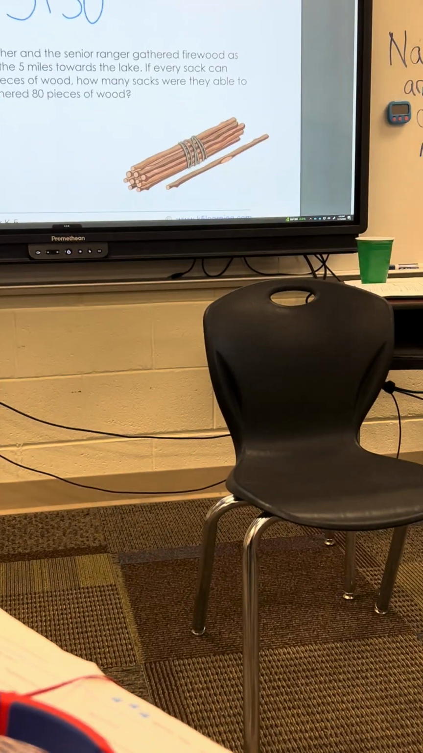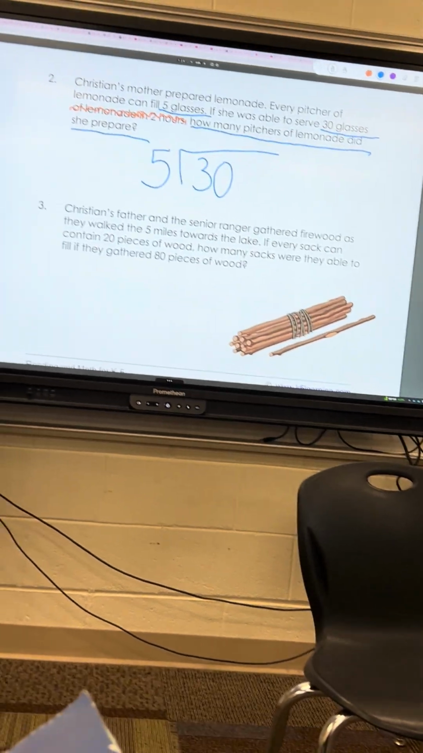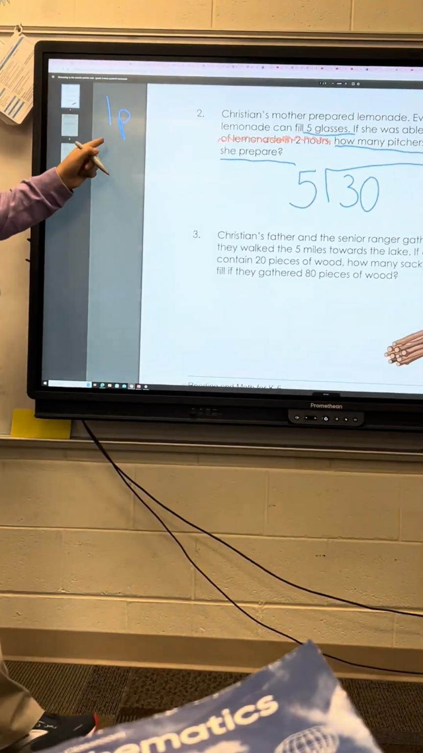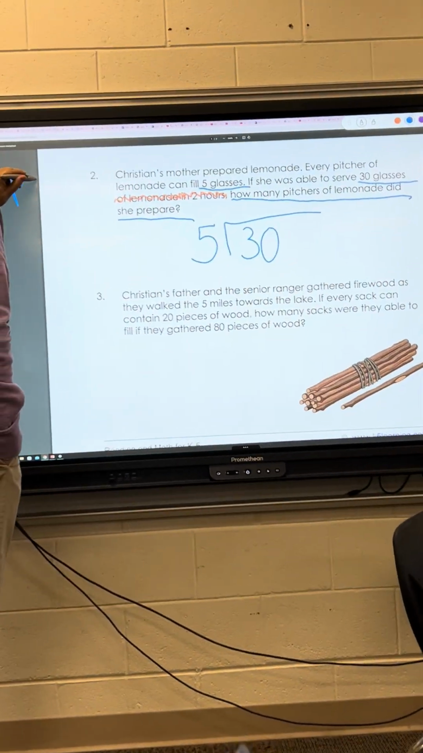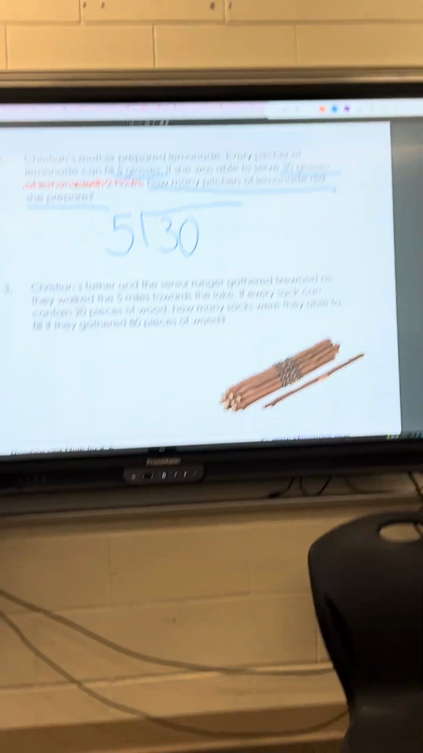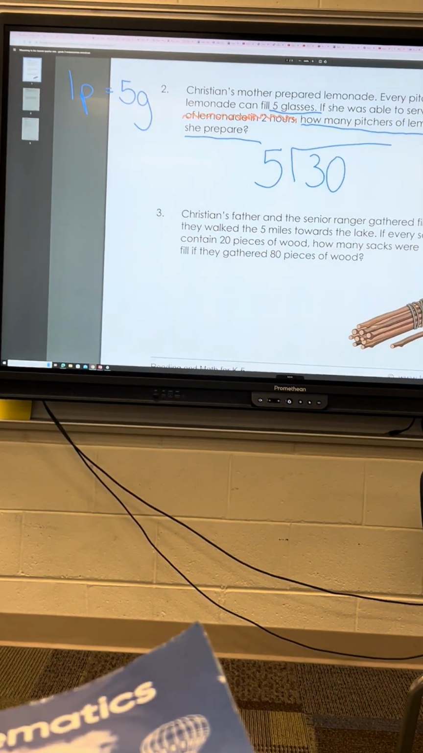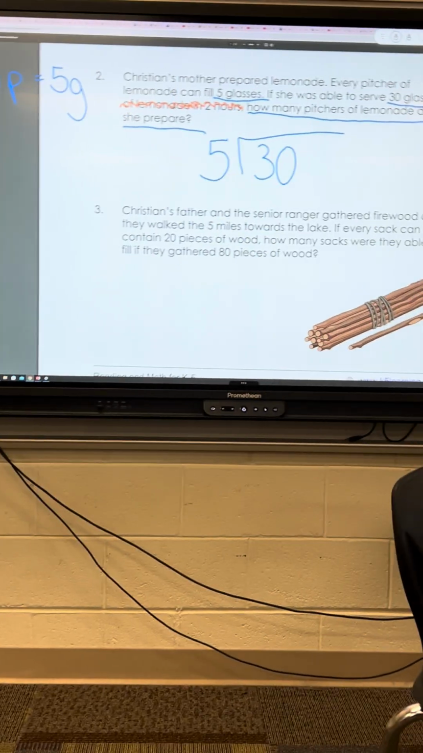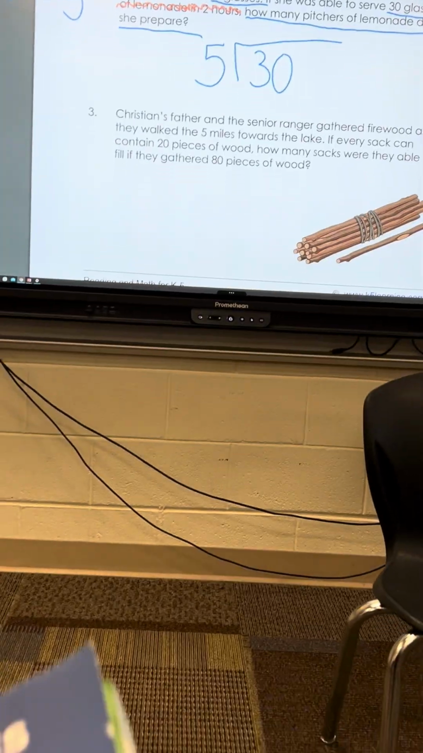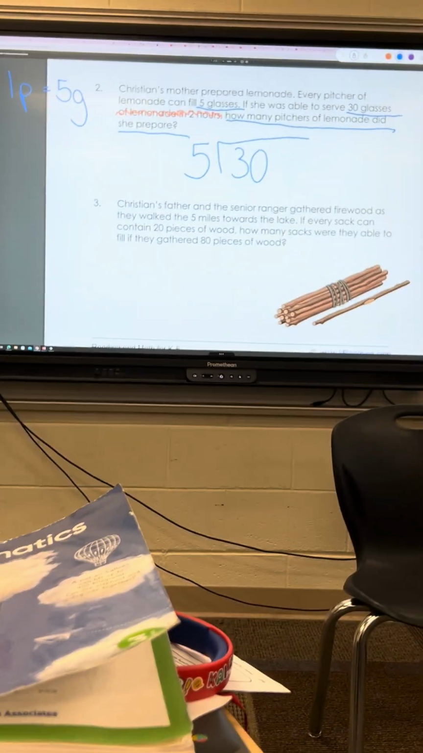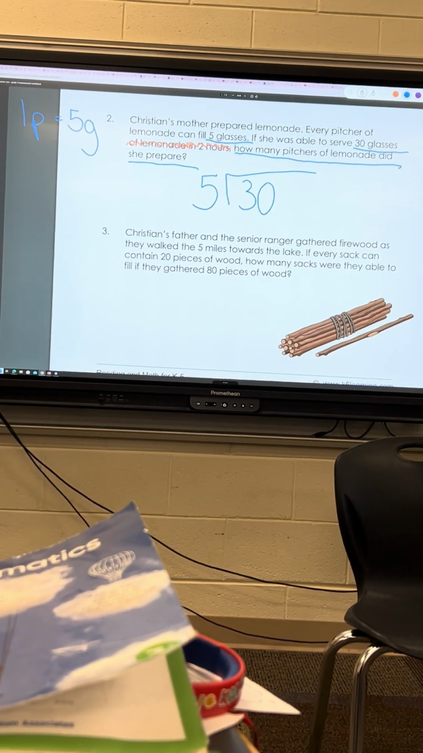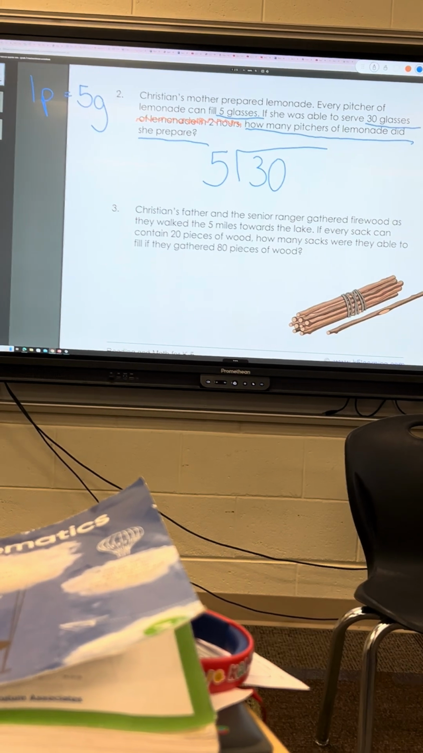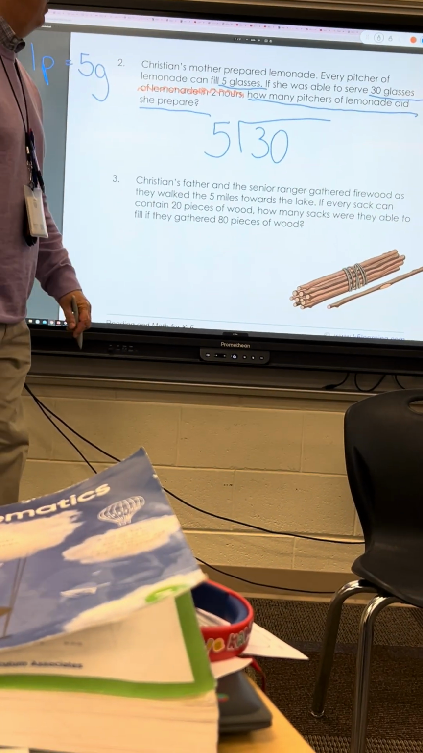So we'll just say P for pitcher, one pitcher equals, we'll say G for glasses. All right. Is it set up? We have what we need? Yes, we do. Now we could begin solving, since we set it up properly.